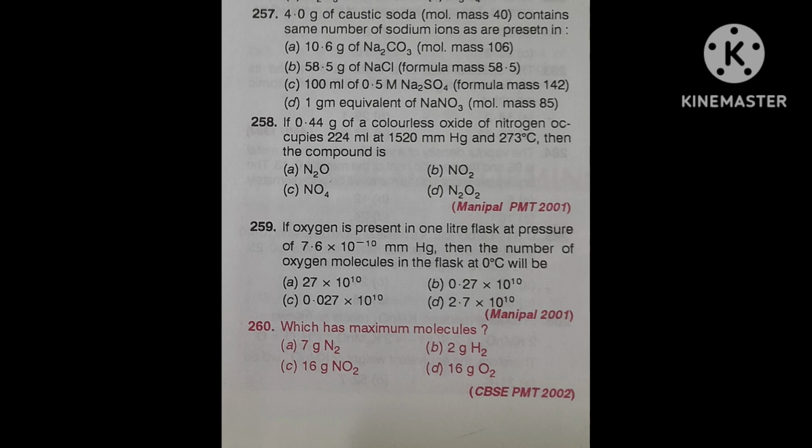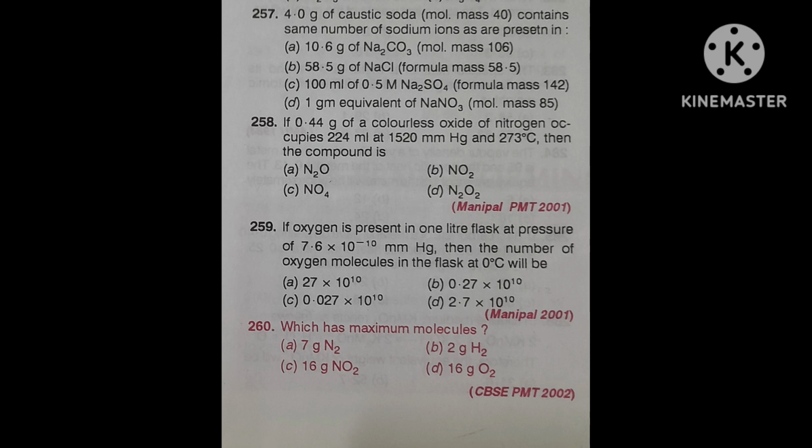Then after solving, you will get n value as 4.405 into 10 to the power minus 16. This is the n value you got, and here n means moles. The number of moles you got is 4.405 into 10 to the power minus 16 mole.